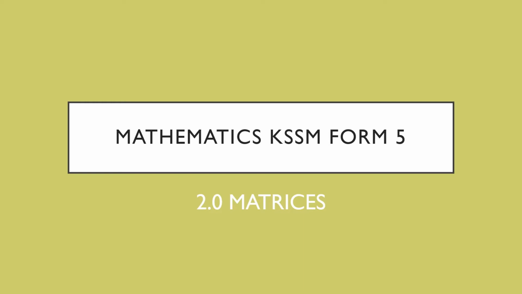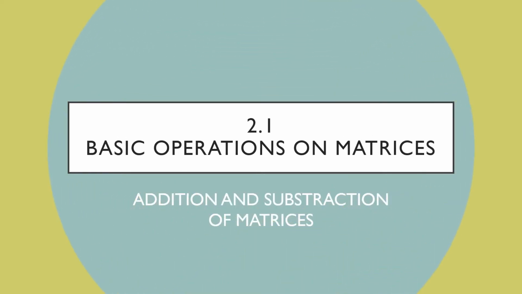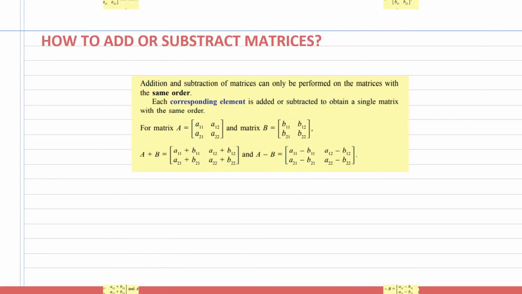So in this video, we are going to focus on the second topic in Mathematics KSSM Form 5, which is matrices. We are going to focus on 2.1, basic operations on matrices, in which I will focus on addition and subtraction of matrices. The first thing is that we are going to know how to add or subtract matrices. Addition and subtraction of matrices, this one I got from the textbook.